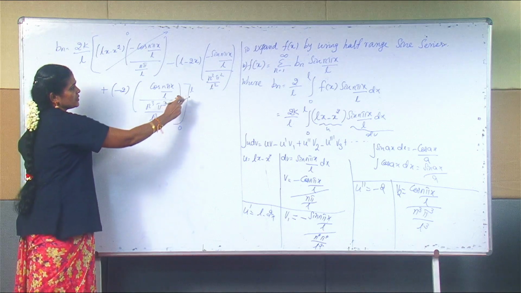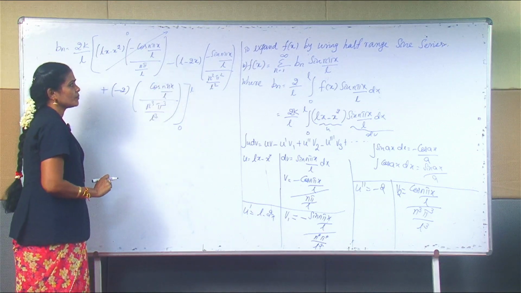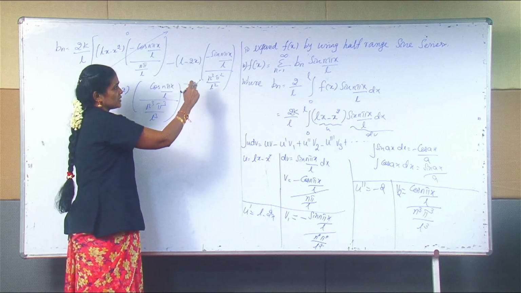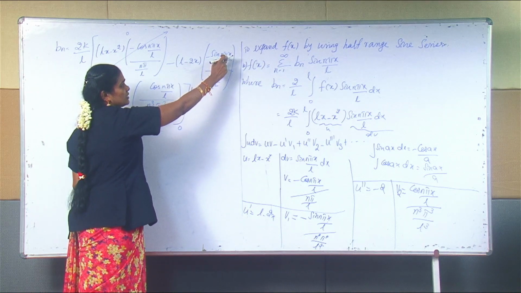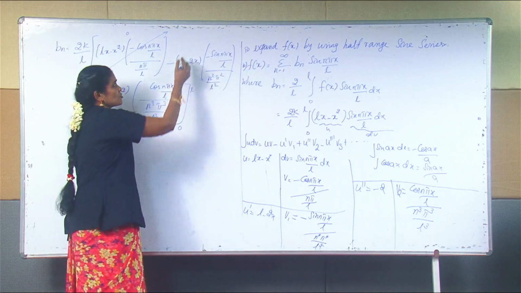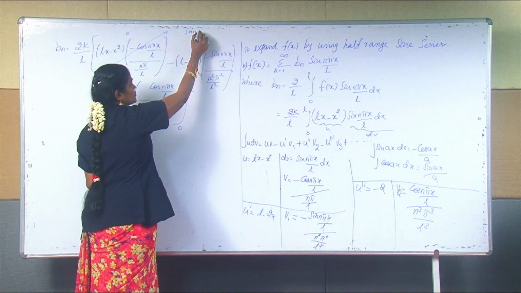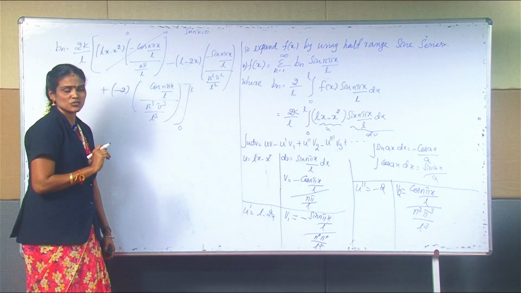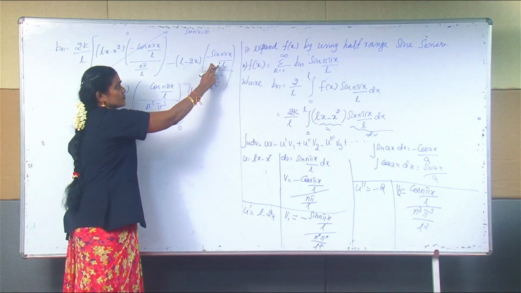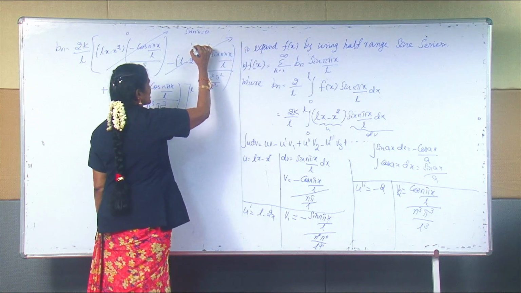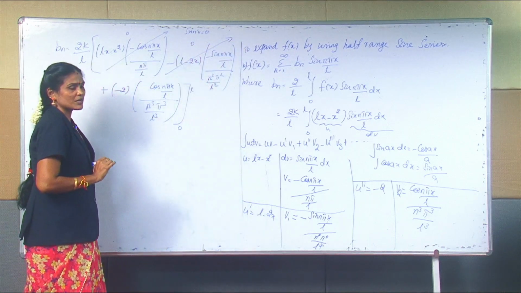In the second one, if you substitute the upper limit, it becomes L minus 2L, which is minus L. But here if you substitute L, the L gets cancelled, and you will get sin n pi. Sin n pi value is always 0. So, if you substitute the upper limit, the second term becomes 0. If you substitute the lower limit, sin 0 is also 0. So, the second term also gets cancelled because it becomes 0.